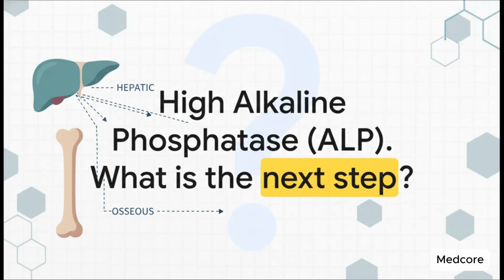Let's walk through a classic scenario you're definitely going to face. You get a patient's labs back, and you see a high alkaline phosphatase, or ALP. Your first thought should be, okay, where is this coming from? The two big culprits we worry about are the liver and bone. So, what's your next move? How do you figure it out?